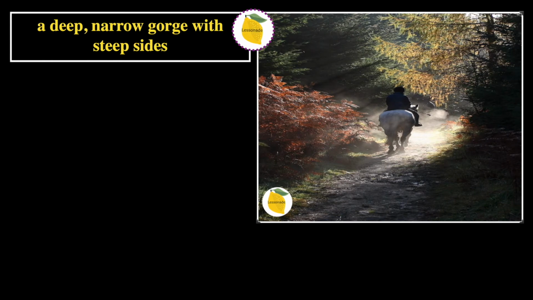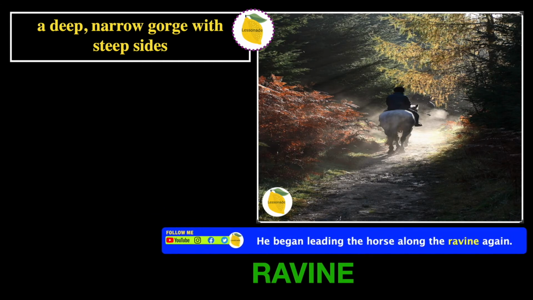The next one is a deep, narrow gorge with steep sides. In this picture, we can see a deep, narrow gorge with steep sides. And therefore, the word will be ravine. And the sentence for this word is he began leading the horse along the ravine again.